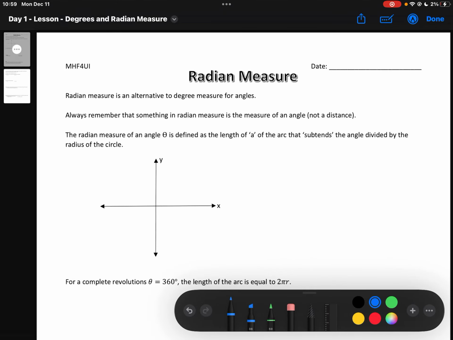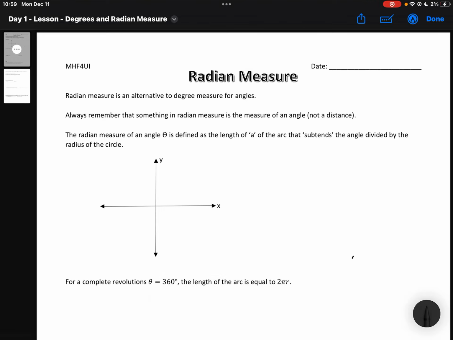This video talks about radian measure, which is another way to measure an angle. And radian measures something that is an angle, it's not a distance. So we call the radian measure of an angle theta the length of the arc that subtends the angle divided by the radius of the circle.